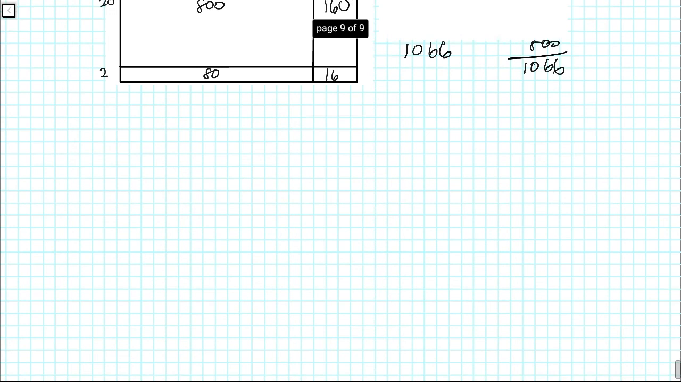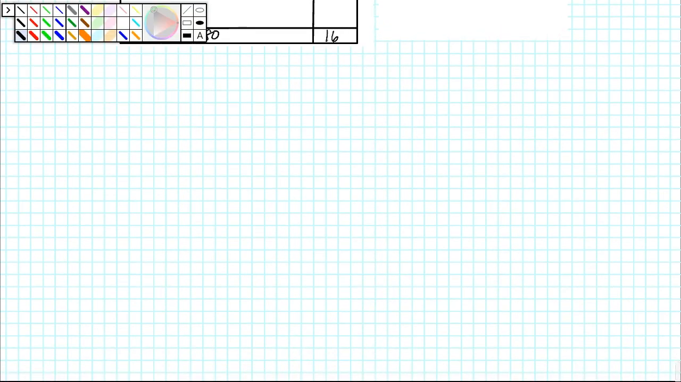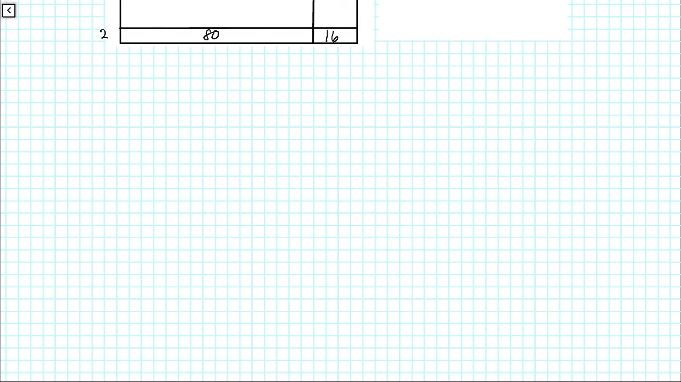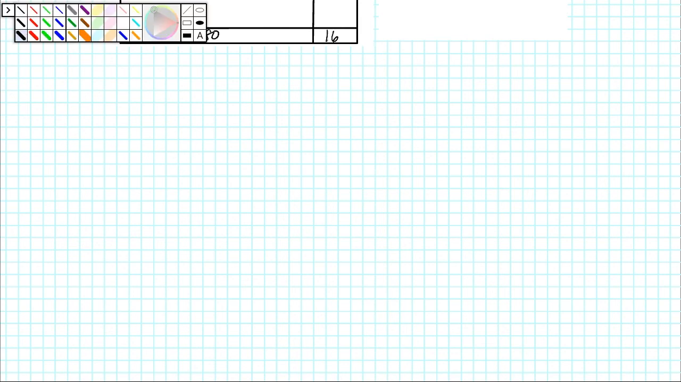1066. Okay, let's do a couple of examples only using the flexible grid to see how that works. Let's actually go big. 837 times 25. Now on this one, really the only way I can do this is with the flexible grid because I don't have 837 squares across or down in my grid paper. So this one we only do with the flexible grid.